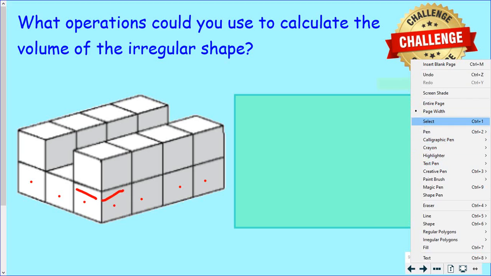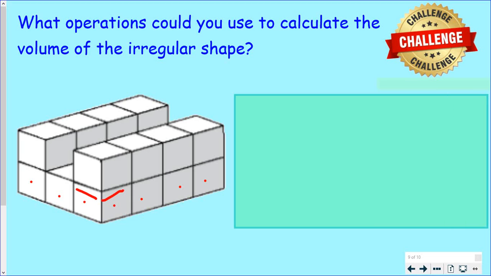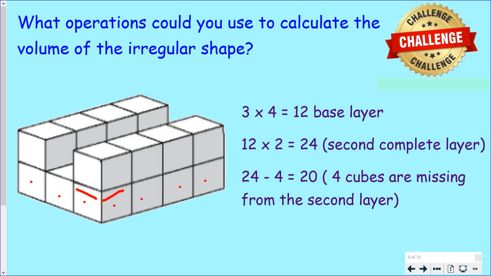Once you've got the bottom layer, you can then times it by 2, so that you can have 2 lots of that layer. Let me show you here. So 3 times 4 is 12, that gives you the base layer. If we times 12 by 2, it gives you a second complete layer, that would be 24. And then you could subtract 4 because you can actually see that there's 4 cubes missing. So 24 take away 4 would give you 20 because there's 4 cubes missing from that second layer. Or you could have done 3 times 4 is 12 and then added 13, 14, let me get my pen, 12, 13, 14, 15, 16, 17, 18, 19, 20. So you could have just added on the extra cubes.